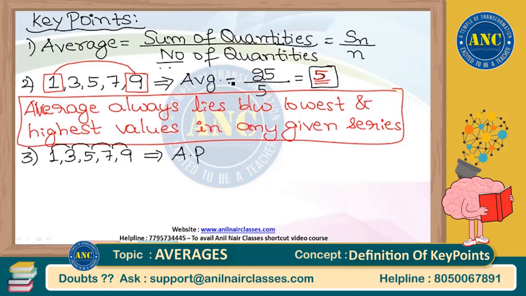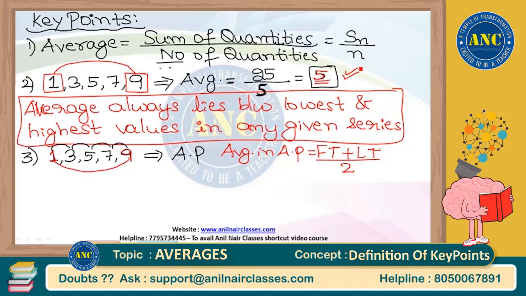Instead of adding all the 5 terms and then dividing by the number of terms 5, what I can do is, whenever the given series is in arithmetic progression, average is nothing but first term plus last term divided by 2. Very, very important point. Check it out if you want. First term is 1. Last term is 9. 1 plus 9 is 10. 10 divided by 2 is how much? It is 5. That is what I got as the average.